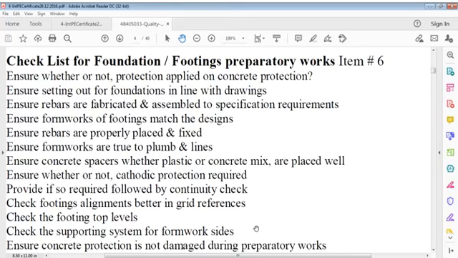Ensure reinforcing bars are fabricated and assembled to specification requirements. Ensure formworks of footings match design. Ensure rebars are properly placed and fixed. Ensure formworks are true to plumb and lines. Ensure concrete spacers, whether plastic or concrete mix, are placed well.